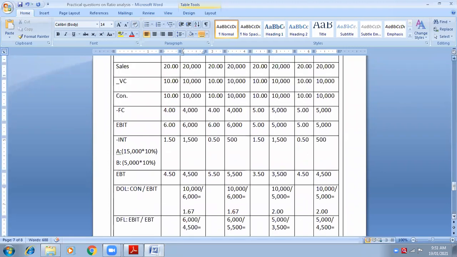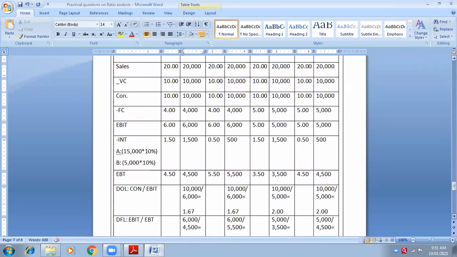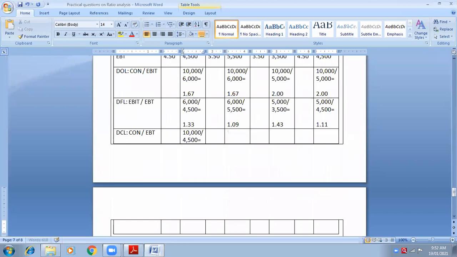Do it. Tell me what is the contribution for plan A. 10,000. Please repeat again. Divided by what? 4,500. 4,500 is your EBT. So what is your answer? 2.22. Okay, next.